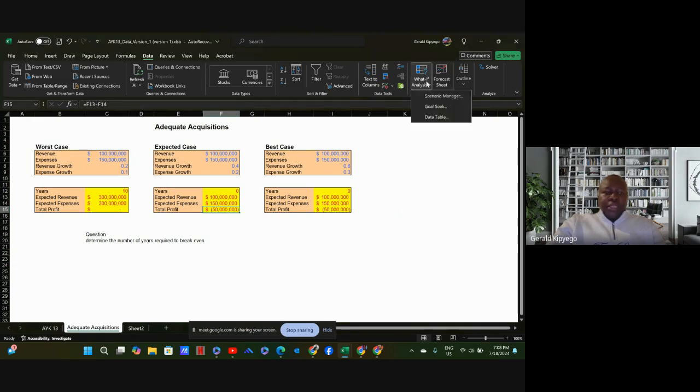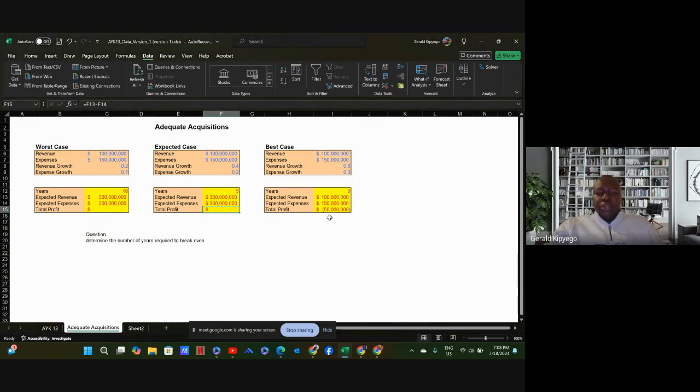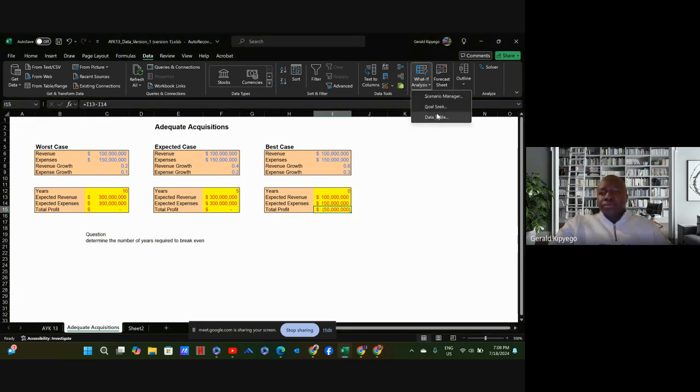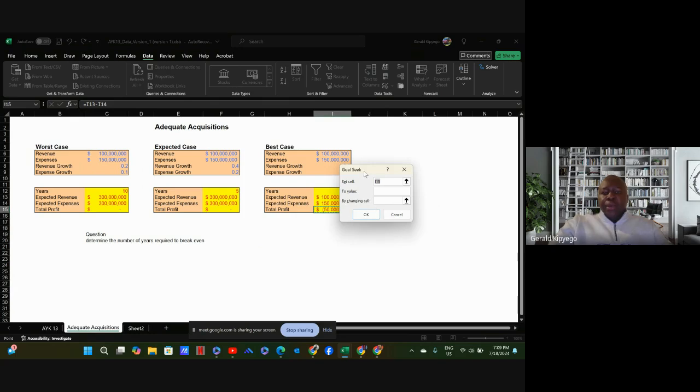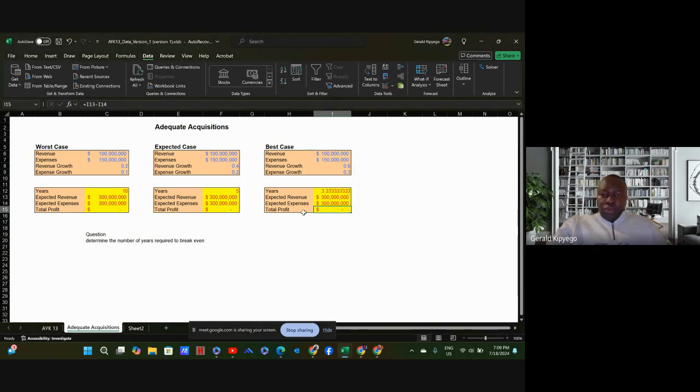For our expected case, we are going to have the profit, that is the total profit. Then our value is 0, and the cell that we're changing is the number of years. We have found that it is going to take 5 years. For total profit in the best case, it is going to take 3 years, 3 months, and some days to break even.